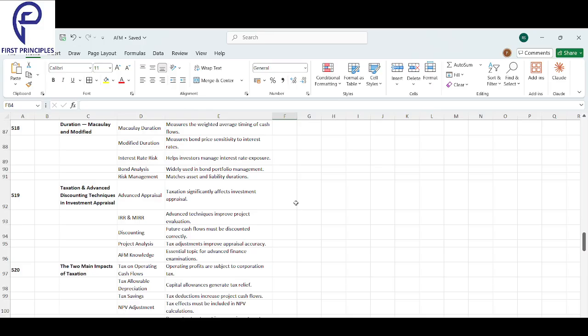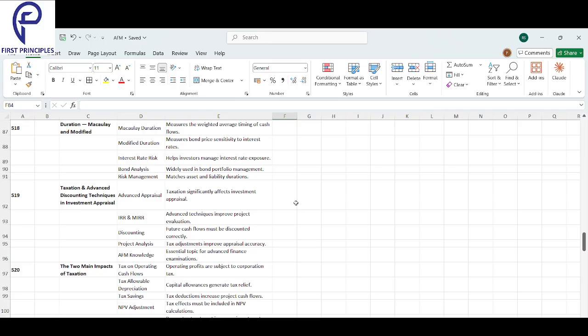Macaulay duration measures the weighted average timing of cash flows. Modified duration measures the bond price sensitivity to interest rate. Interest rate risk helps investors manage the interest rate exposure. Bond analysis is widely used in bond portfolio management. Risk management matches the asset and liability durations.